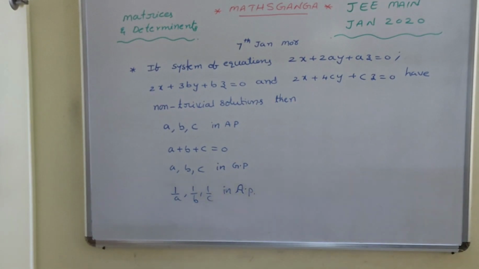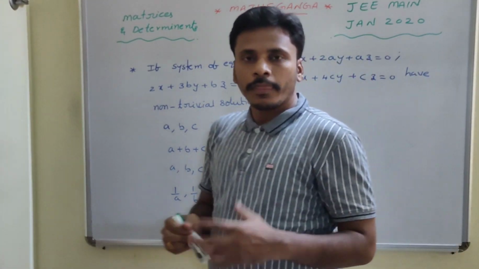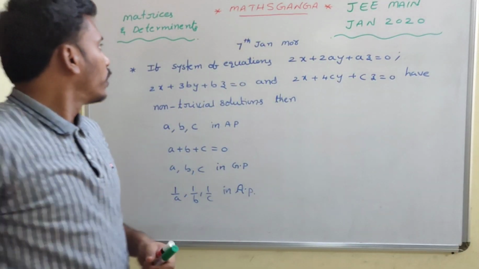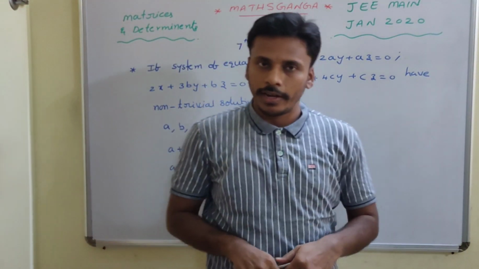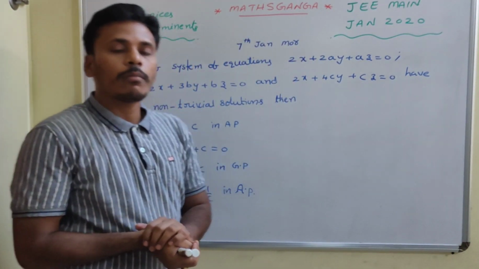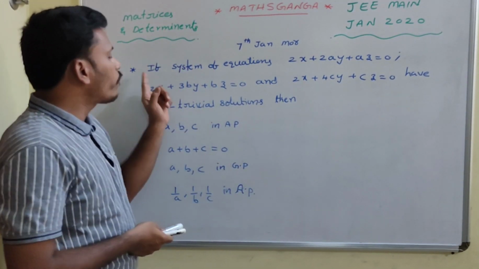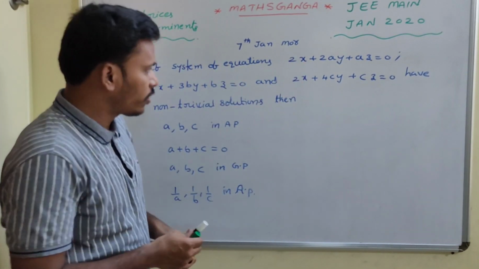And now look at the board. The second problem is related to a question asked in the 7th January morning session from matrices and determinants, right? And the problem is related to a system of equations. Look at that. Three equations are given here.